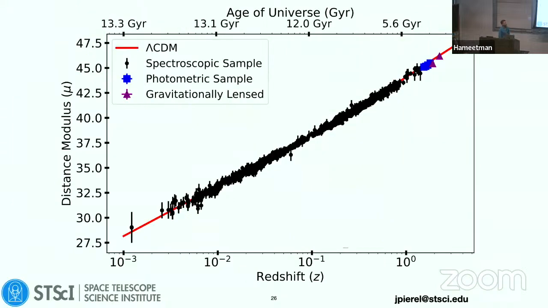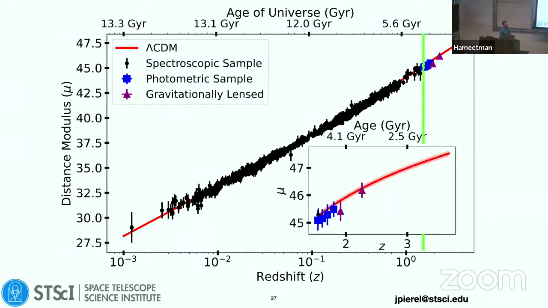Our current sample of spectroscopic Type Ia supernovae looks like this. This is the same plot now, just in log space, to blow it up. We've really filled out the redshift less than 1 diagram with over 1,000 Type Ia supernovae over the years. If we zoom in on the right side, this is redshifts greater than 1.5. You'll see that we have one in the spectroscopic sample, then these are photometrically classified, and these are gravitationally lensed. Gravitational lensing is great for making things brighter, but brings its own set of systematics into the equation. So we'd really like to increase this sample.